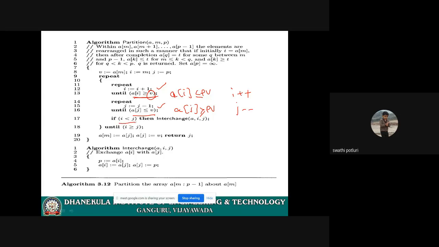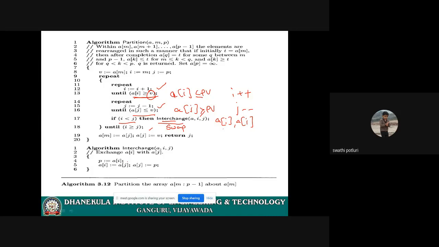So we are writing the statement as J equal to J minus 1. If I is less than J, what we are doing? We are swapping the elements A of I and A of J. Is it clear? All these steps are included in the partition algorithm. Until this condition becomes true, you have to swap A of I with A of J. So interchange is nothing but the swap function.